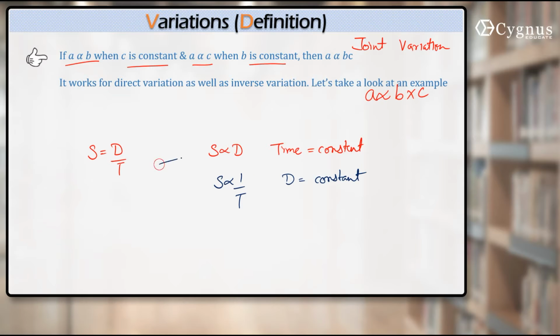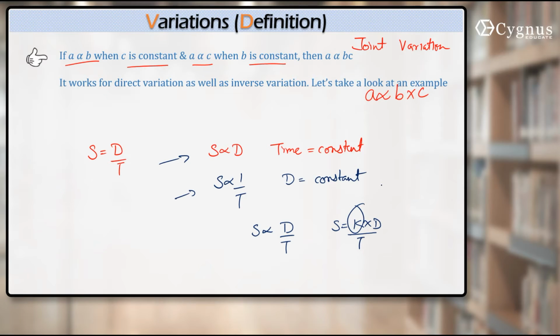So I can see two relationships here. S is directly proportional to D and inversely proportional to T. So how do we write it? S is proportional to D and T both. D is direct and T is what? Inverse. Now this can be written as S is equal to K into D by T, where K is a constant. So I hope these three variations are clear to you.